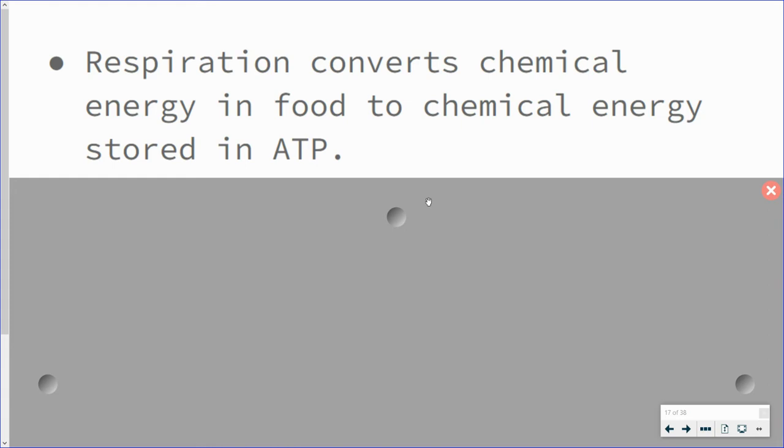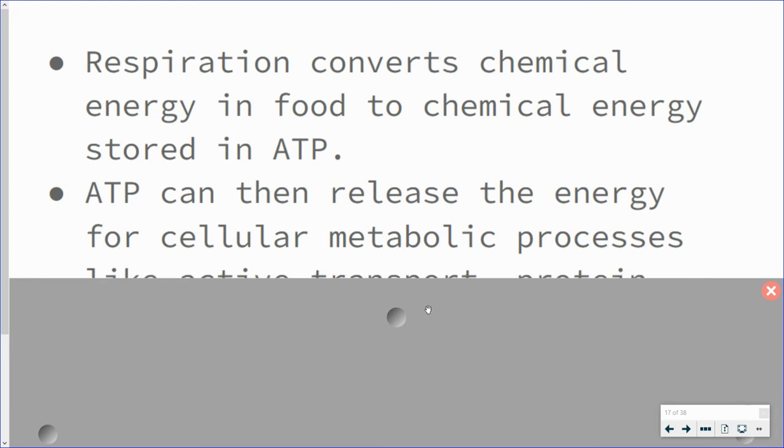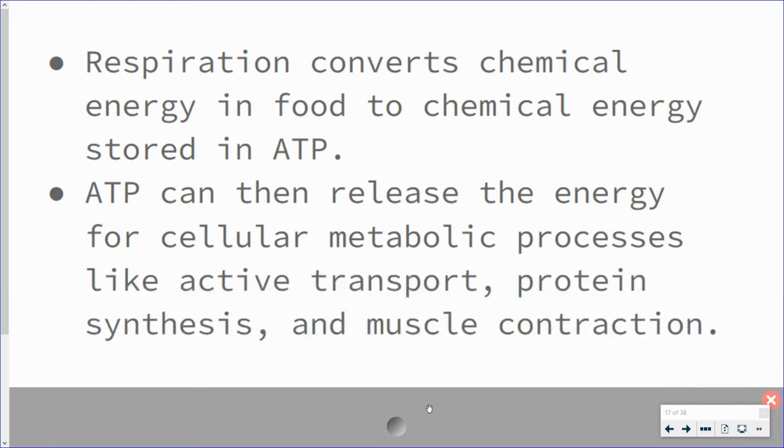Our body then takes the energy that's stored in the glucose, releases it, and stores it away again in ATP. Again, the reason being, our bodies can't use glucose directly for energy, but our cells can use ATP. So the process of respiration converts the chemical energy that's in the glucose into chemical energy that is in an ATP molecule. We then use that energy that's in that ATP to drive our cellular processes like active transport, protein synthesis, and muscle contraction.